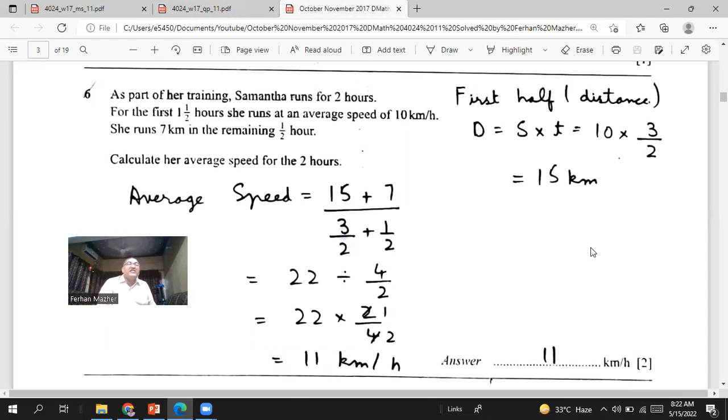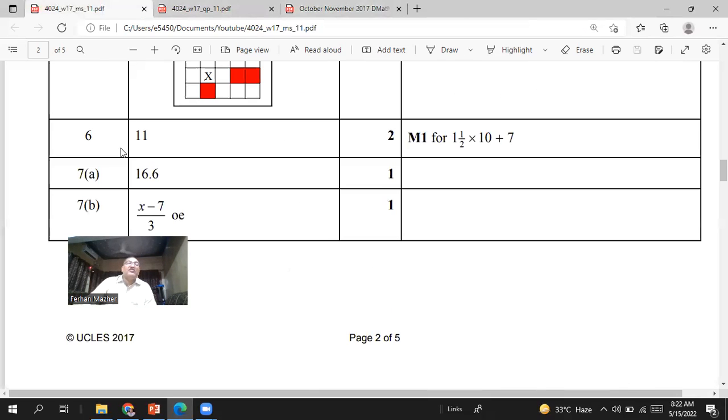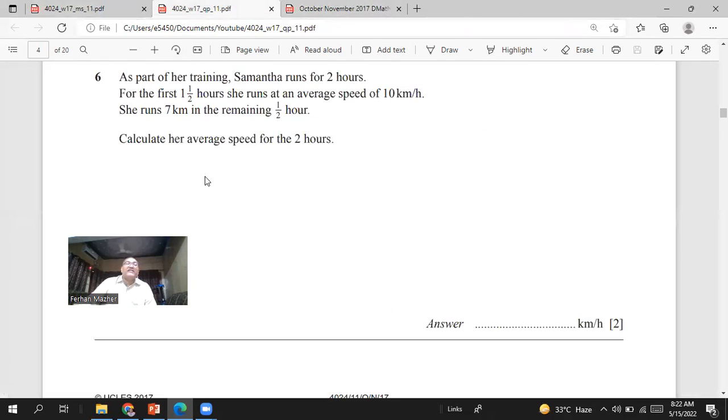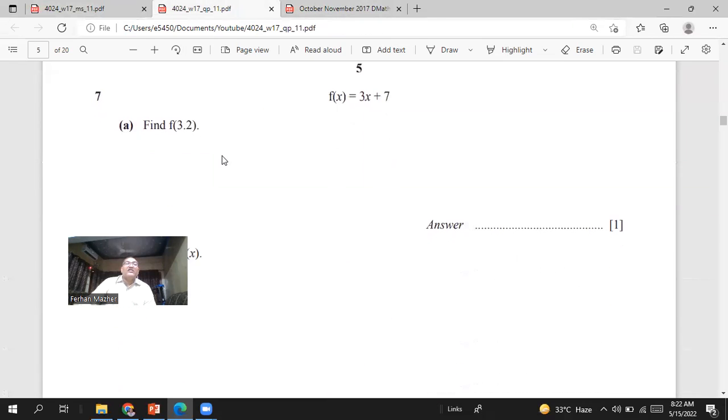The average speed is total distance d1 plus d2 divided by the total time. The total distance traveled is 22 kilometers and the total time taken is 2 hours. So divide 22 by 2, and you will get 11 kilometers per hour. So the answer is 11 kilometers per hour, and that answer is right, sir. Okay, so we are going to the next question.